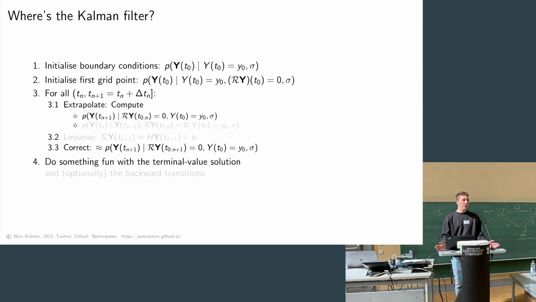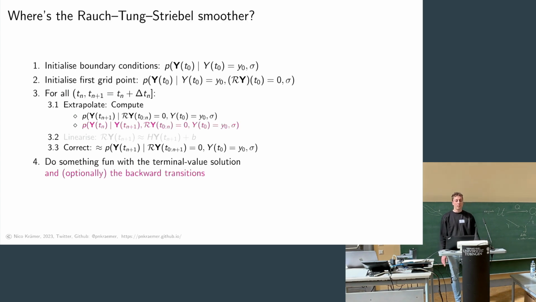So what does this have to do with Kalman filtering? If we ignore computing those backwards transitions, and if we just take the initialization, the extrapolation, and the correction, assuming that our process, or that our problem, is linear, then we get exactly what the Kalman filter would do. Similarly, if we include the backwards transitions, then we're in the world of smoothing. So essentially, if we just add this one computation to the extrapolation, and we actually use it to marginalize the solution over the grid points, then we get what the smoother would do.